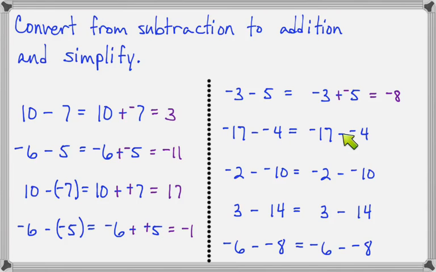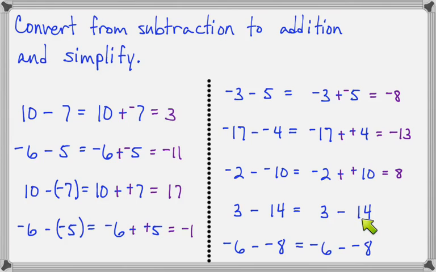Alright, now change on this one: negative 17 minus negative 4. I'm going to change the minus to a plus, change the sign of the next number. So now the difference between these is 13, and I'll use the sign of the larger, which is negative, so negative 13. Negative 2 minus negative 10: change the minus to a plus, change the sign of the next number, and now they're different signs, so find the difference between them, which is 8, and use the sign of the larger number, which is positive, so positive 8.